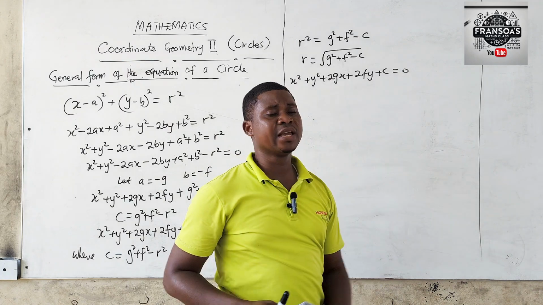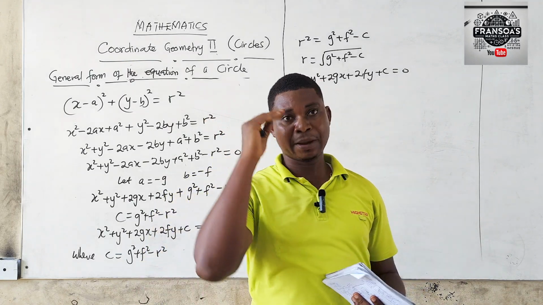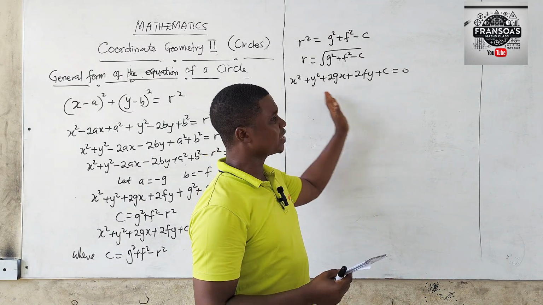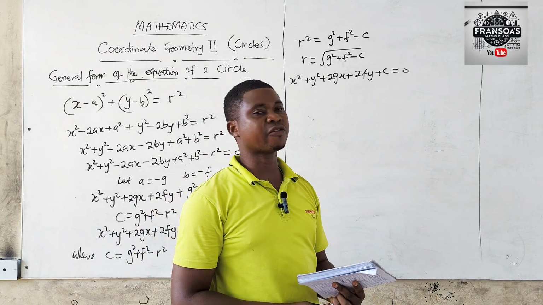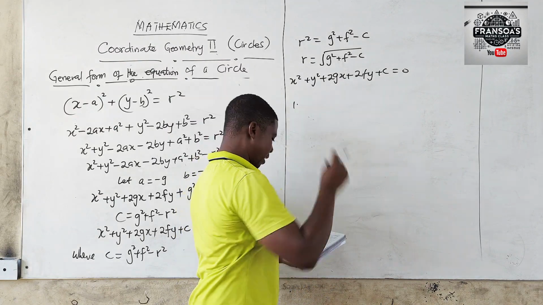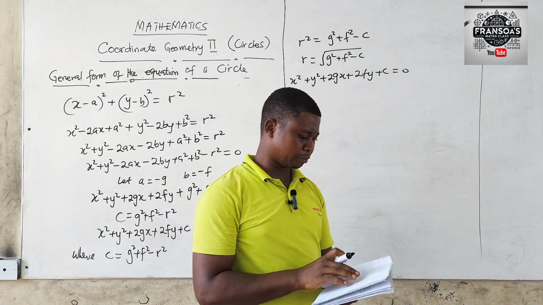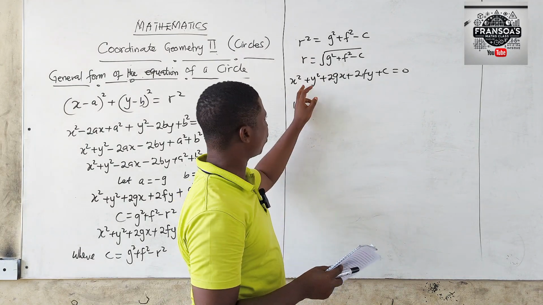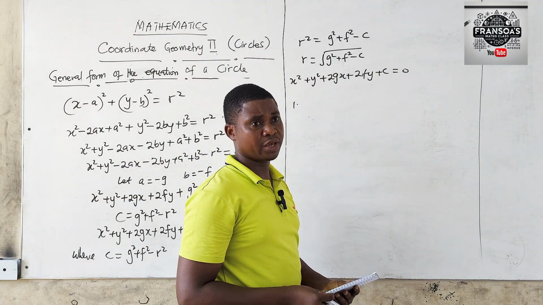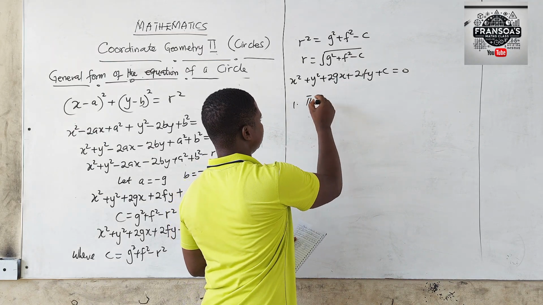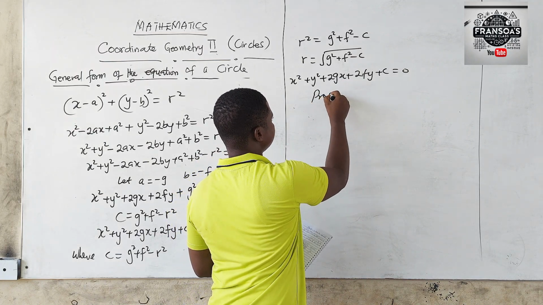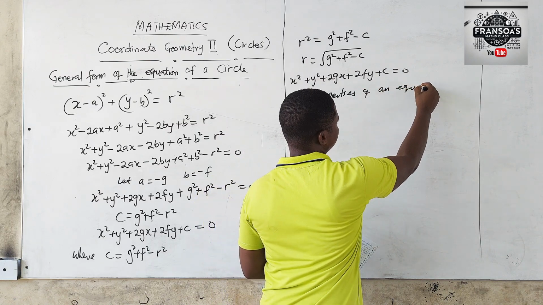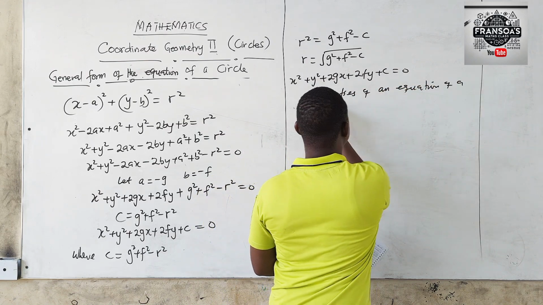Now, based on this, if you want to really know that a particular equation is an equation of a circle, the equation should have some properties. One of the properties is that the highest power of x and y should always be 2. Let me look at the properties of an equation of a circle.